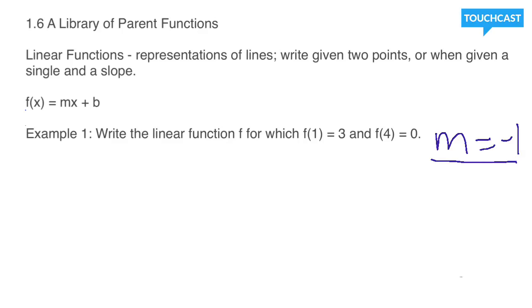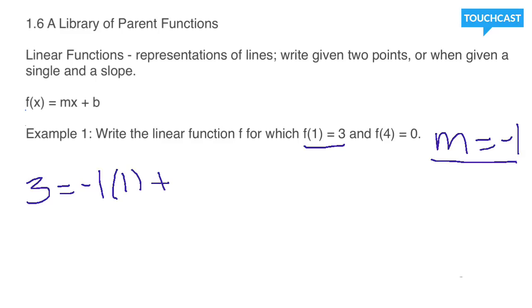This method still is going to utilize m equals negative 1, and we're going to use one of the points, but instead of using the point-slope form, we're going to go straight into using slope-intercept form, the f of x equals mx plus b. And again, let's just use the first point, f of 1 equals 3. So we're going to replace f of x with f of 1, which was 3. We're going to replace m with negative 1, and we're going to replace x with our x value. And x, when f of 1 is equal to 3, x equals 1.